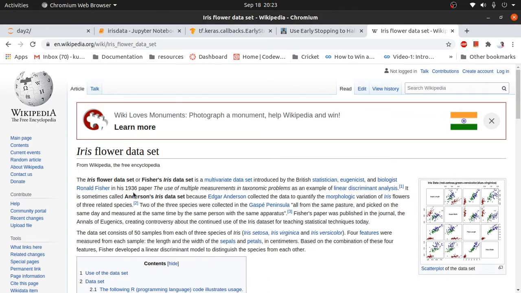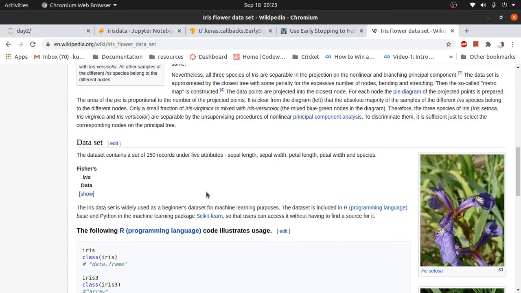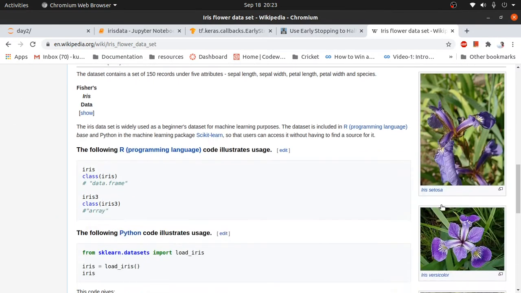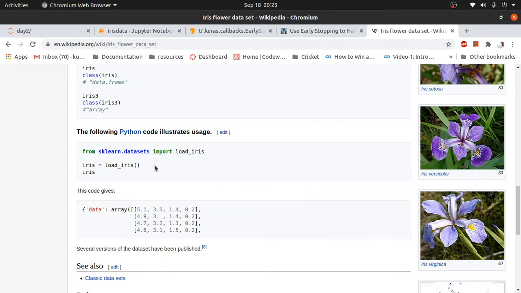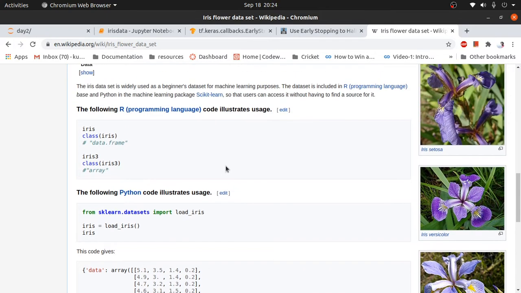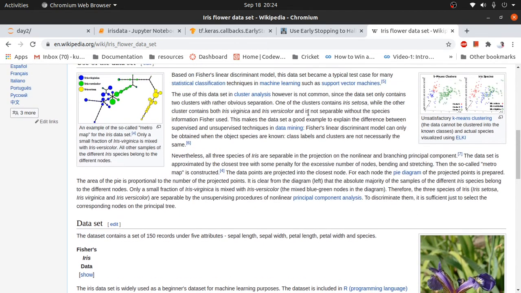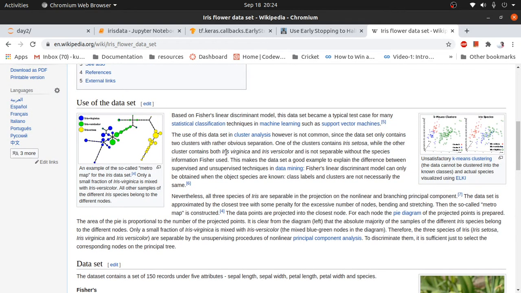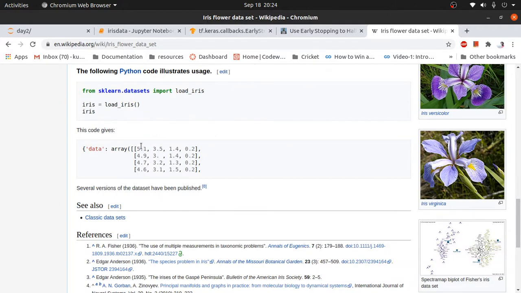Here is the dataset, the Iris flower dataset. Fisher's Iris dataset is also the name. In this dataset, we have three classes of flowers: Setosa, versicolor, and virginica. And with the help of sepal length, petal length, petal width, and sepal width, these are the four parameters we have. So these are the three categories: virginica, versicolor, and setosa. Where are the features? Let's see. So here are the features.